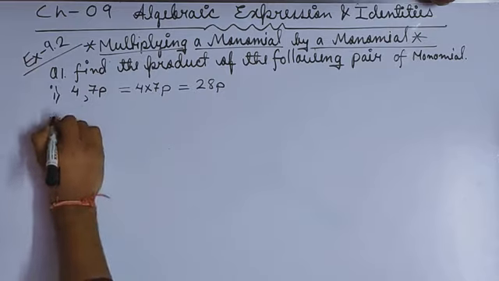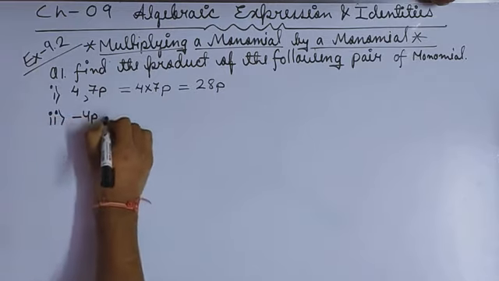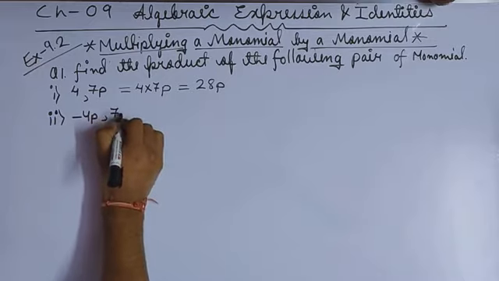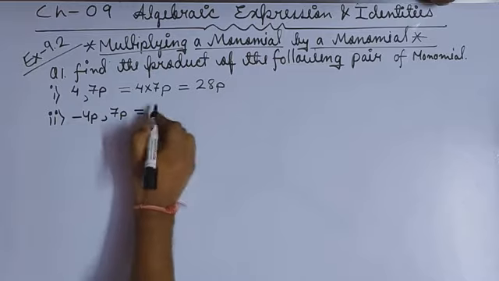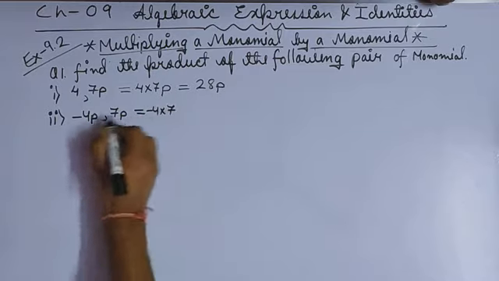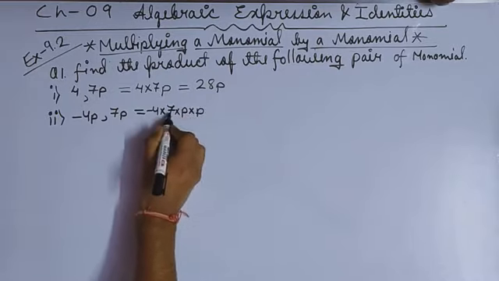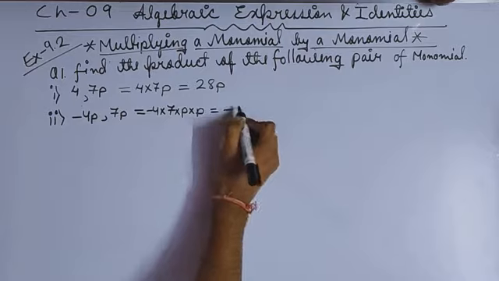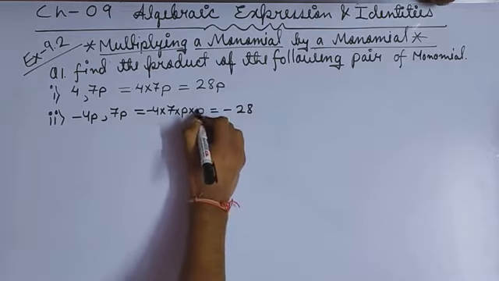Now we move to the next part in which the pair is your -4p and the next is your 7p. Here also first of all we will multiply the numbers. Number को multiply करेंगे. This is -4 multiply 7, then the variables, p multiply p. So this -4 multiply 7 is your what? -28.